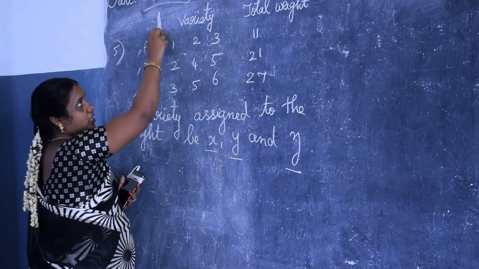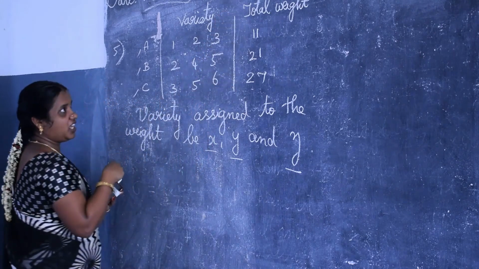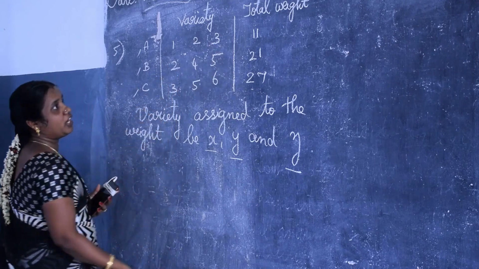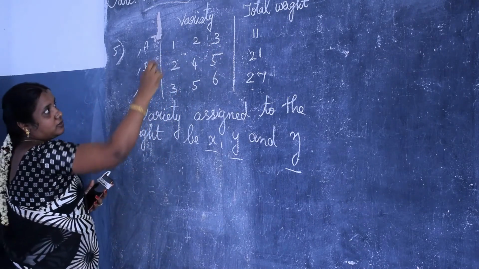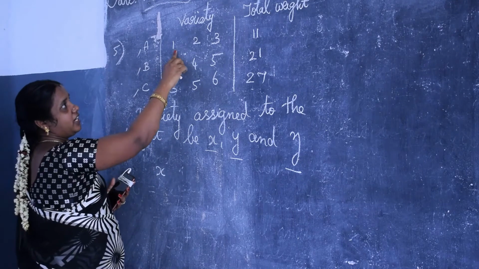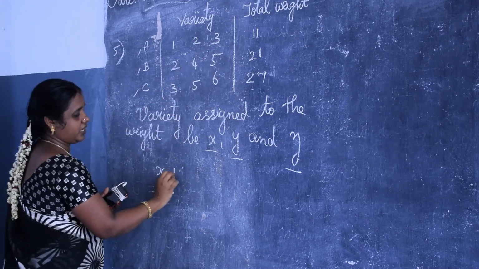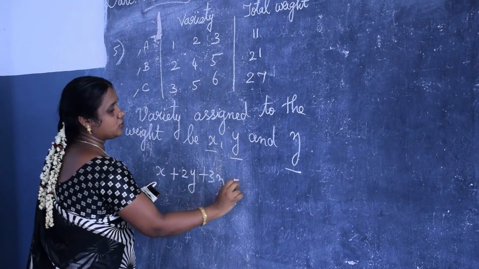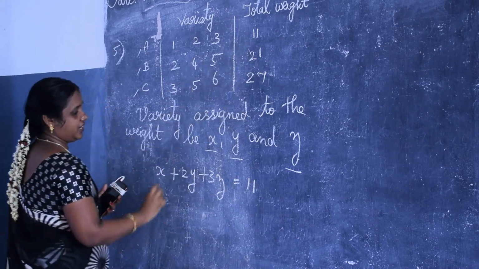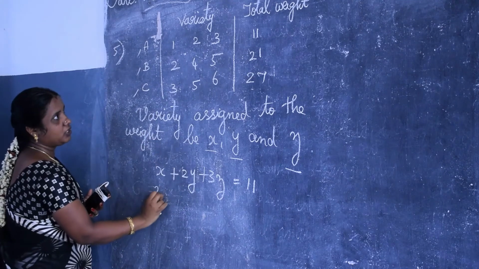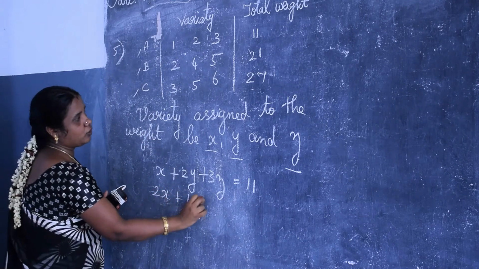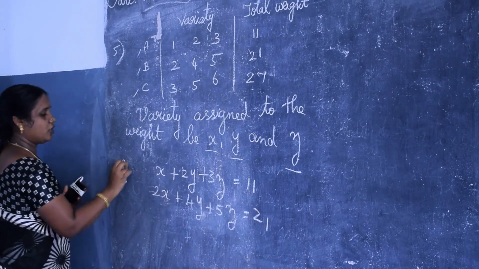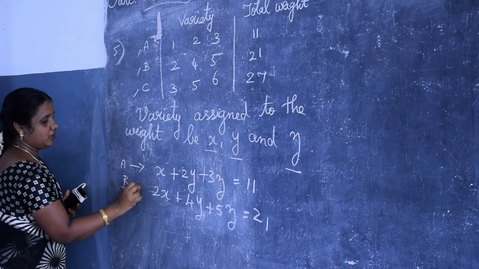With the help of this tabular column, you have to frame our equation. See, this is X, Y, Z. So how do you write here? 1. So X, this is our first variety, second variety and third variety. So X plus 2Y plus 3Z is equal to 11. The total weight is 11. Next our second equation is for B: 2X plus 4Y plus 5Z is equal to 21. This is for A. This is for variety B.